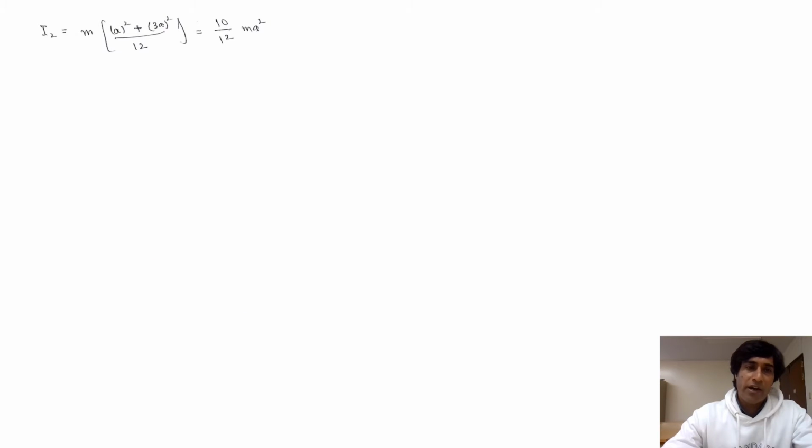Similarly, the value of I2 is equal to m into a square plus (3a) whole square divided by 12, and its simplified value is 10 divided by 12 ma square. And I3, its simplified value is 5 divided by 12 ma square. So now we have the values for the moments of inertia I1, I2 and I3.